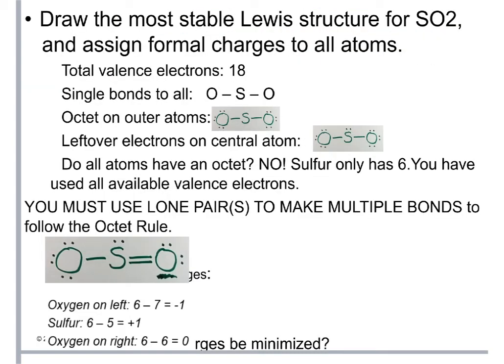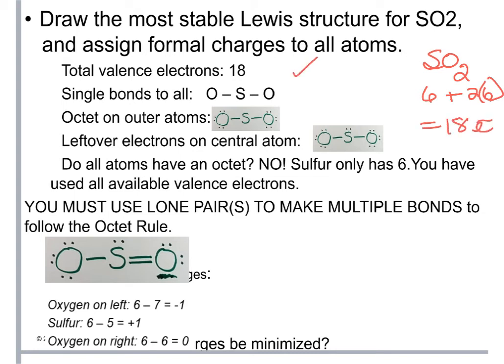All right, I thought it would be good to put one kind of high level example in here. Let's draw the most stable Lewis structure for SO2, and let's go through all the steps. The first thing you want to do is count valence electrons. Sulfur and oxygen are both in group 6A, so you have a total of 18 valence electrons.